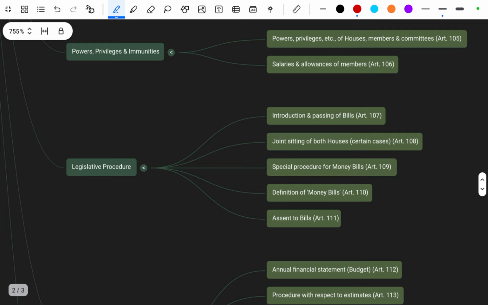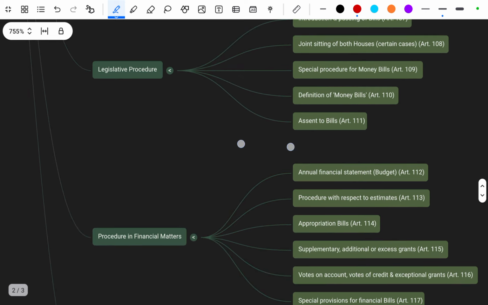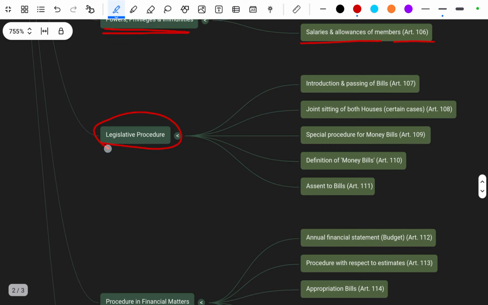Next are the powers, privileges and immunities. The powers, privileges etc. of the house, members and committees are mentioned under Article 105. Salaries and allowances of the members are mentioned in Article 106. Next is the legislative procedure, that is the introduction and passing of the bill, mentioned in Article 107. Joint sitting of both the houses in certain cases is Article 108.